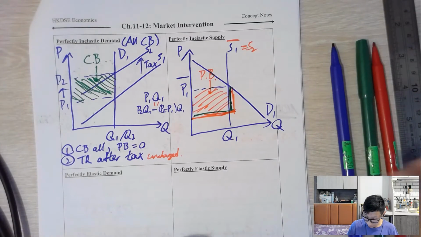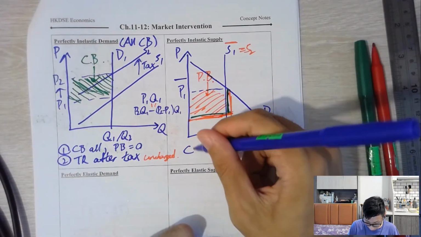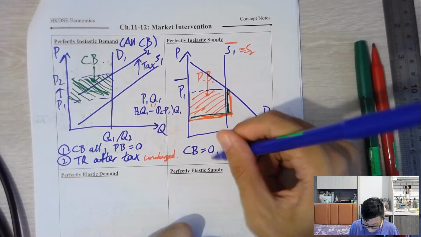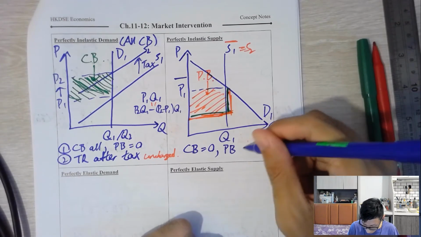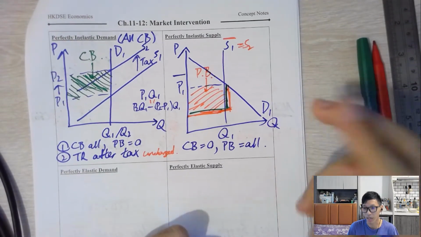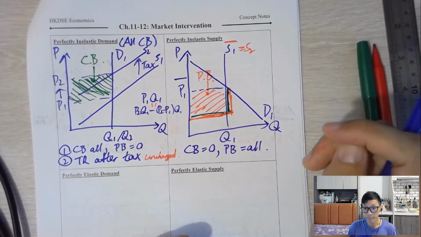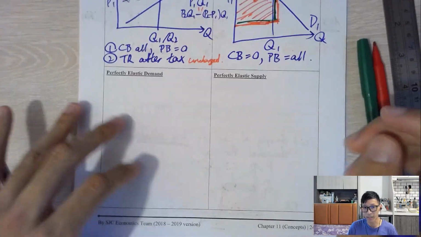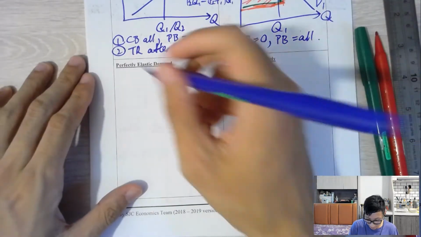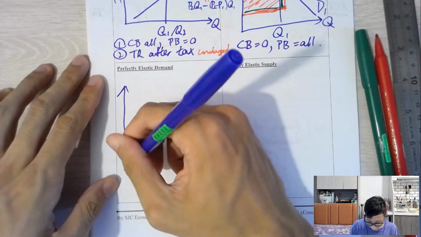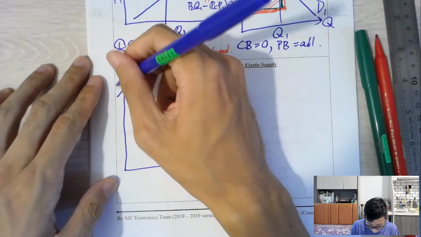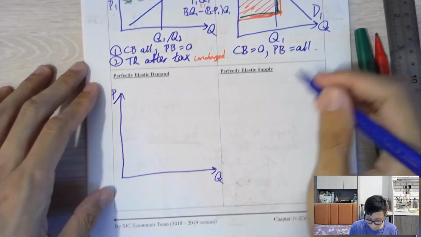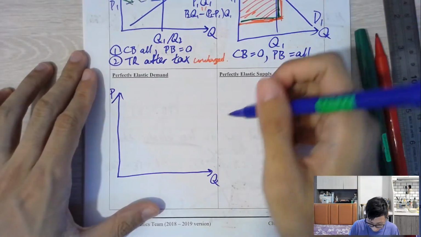冇賣貴到，又冇賣多到，但係仲要俾税。Okay, 好嘛。So you will see this time, CB equals to zero, while PB will take it all. Okay, now what about the case of elastic? Perfectly elastic. Now the same applies. 其實都係咁做嘅啫。Okay. Now here, let's do it.